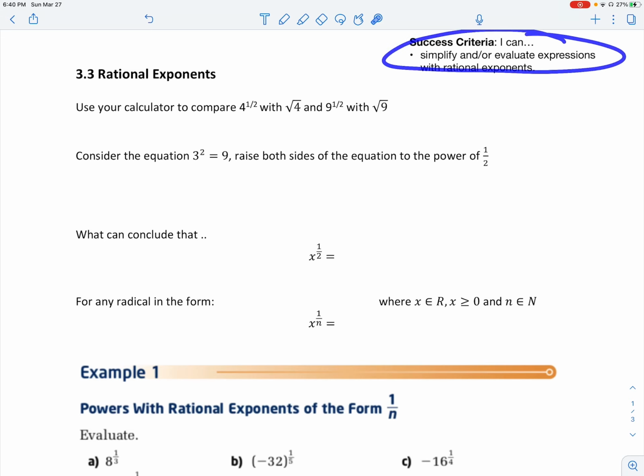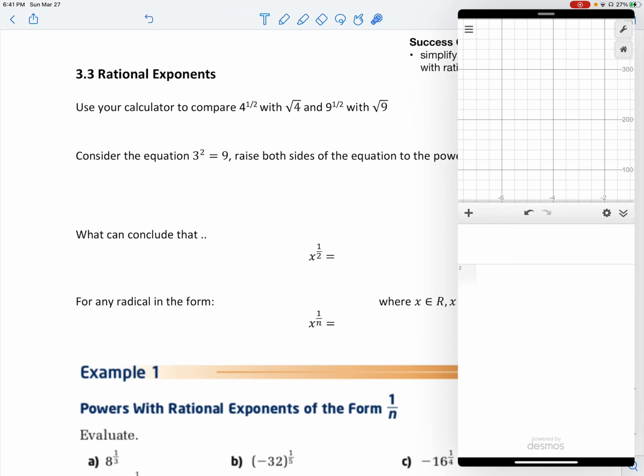Our success criteria: I can simplify and/or evaluate expressions with rational exponents. Rational exponents just mean fraction exponents. That is something new for us, so we'll learn how to handle those. To get started, you can get out your calculator or Desmos. We're going to do a couple of comparisons here.